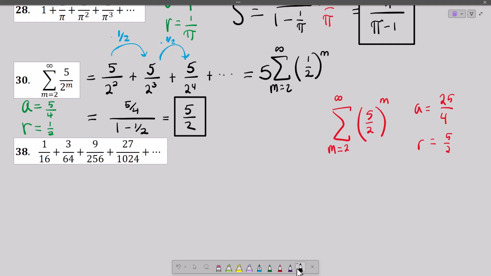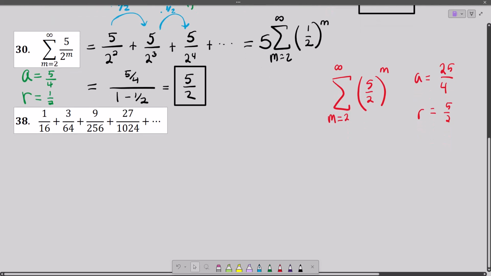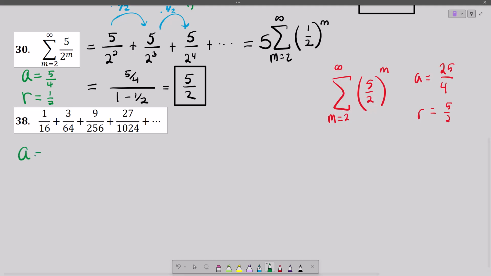Okay, now this one here is given to us in expanded form. Come on. So can you identify A? 116. So A is always the first term of the series, so if it's expanded, it's literally the first number we're staring at there, 116.